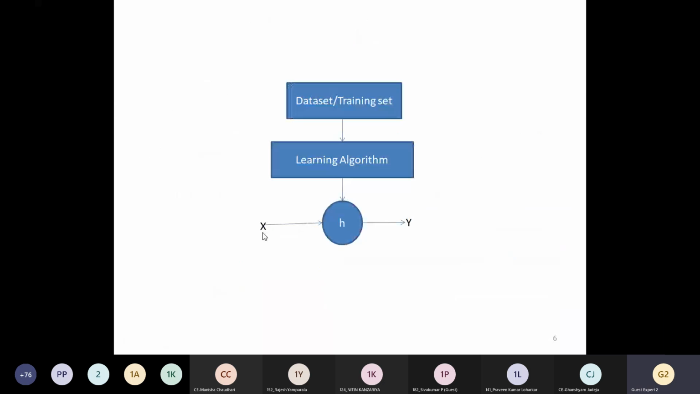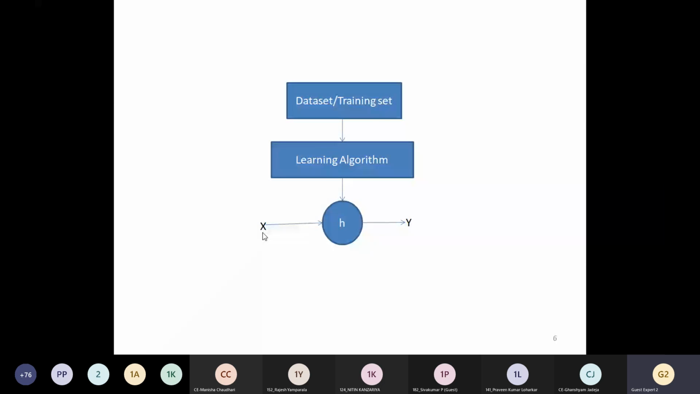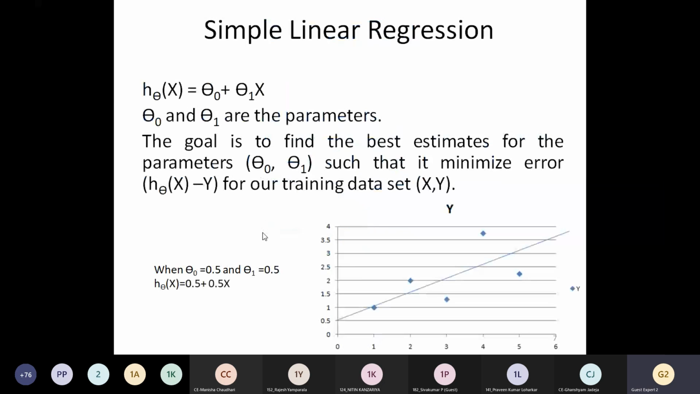Now, regression algorithm can be of two types. It can be linear or non-linear. Linear regression algorithm is used when the relationship among the features is linear. Means your features are linearly distributed. The linear regression algorithm again can be of two types. It can be simple linear regression algorithm and multivariate or multiple linear regression algorithm.